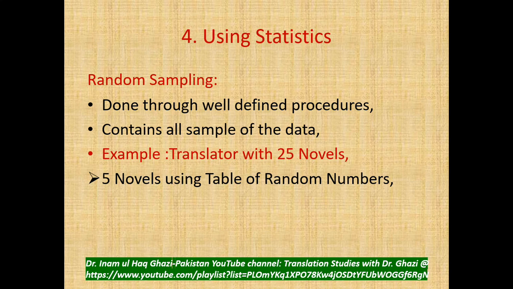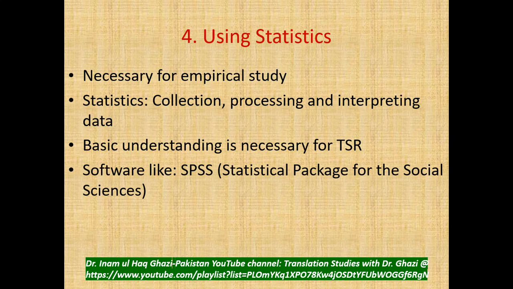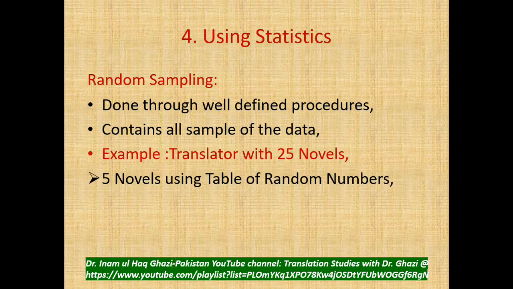So 5 novels can be selected, and a table of random numbers can also be used for this purpose, on paper or now electronically. There are easy ways to do the sampling, and as I mentioned in the previous slide, SPSS also provides this facility of a table of random numbers.